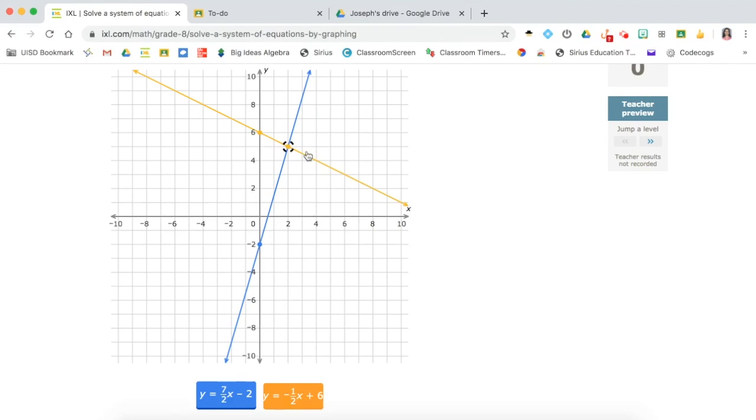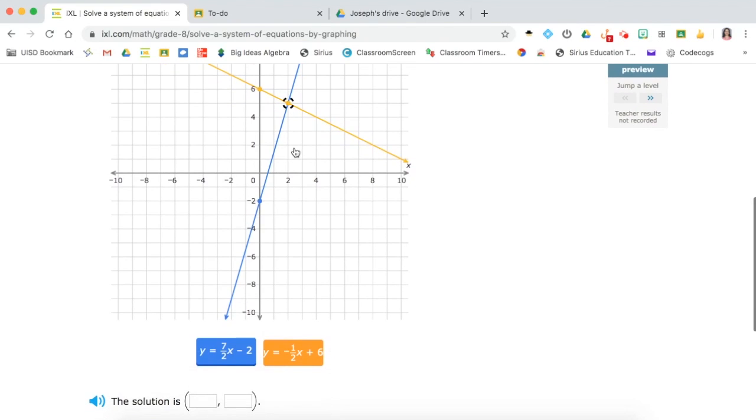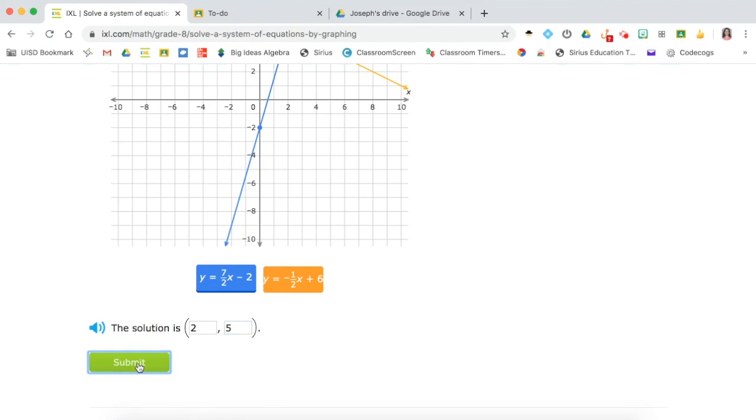The intersection where the two lines cross each other is your solution. That means if you were to plug in those coordinates, the x and y, into this equation in blue, you would get a true statement. And if you plugged it in here, it would also be true. It works out for both of the equations. So the intersection here is at +2 and 5. So here I'm going to type in 2 and 5. I'm going to go ahead and submit.